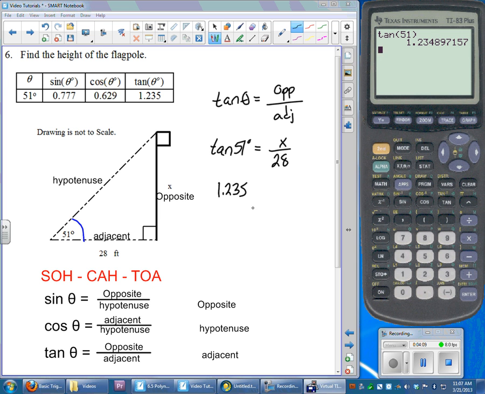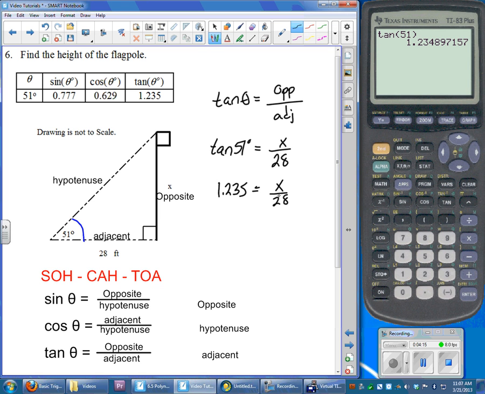So using the approximate, 1.235 is now equal to X over 28. All we need to do is isolate X. Right now it's X divided by 28. Always using inverse operations to solve, we want to multiply both sides of our equation by 28. That'll cancel out on the right to get X by itself. And now we need to evaluate 28 times 1.235.